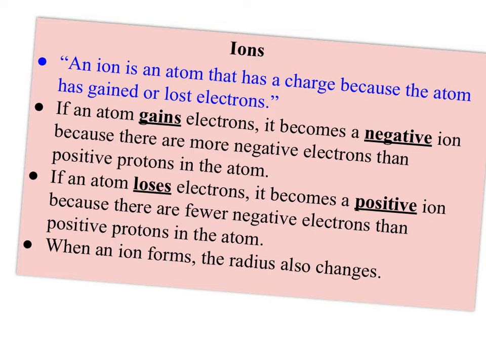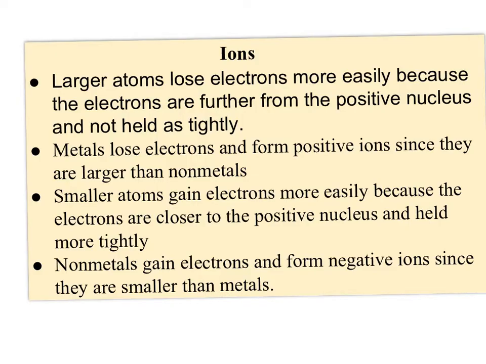So when an ion forms, the size of the radius of the atom also changes, just like you'd expect. When you gain something, you get bigger. When you lose something, you get smaller. So again, larger atoms will tend to lose electrons more easily because the electrons are further from the positive nucleus, which is what holds on to the electrons.